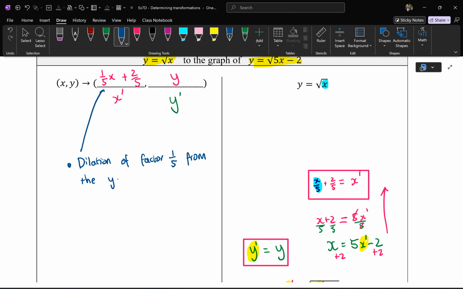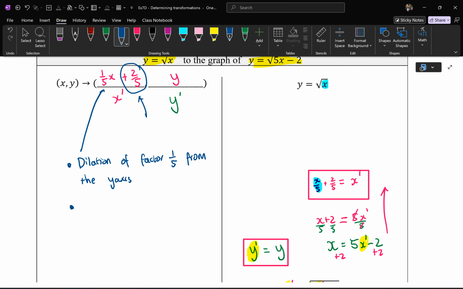Very good. From the y-axis. Don't get it confused with the x-axis because you're moving away from the y-axis in order to affect the x-coordinates. Next one. There's no reflection because I don't see a negative anywhere. So it can't be reflection. That means the last one you have is that plus 2 and 5.